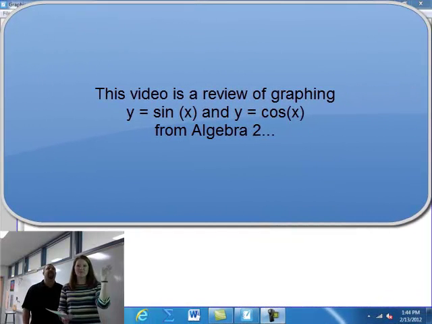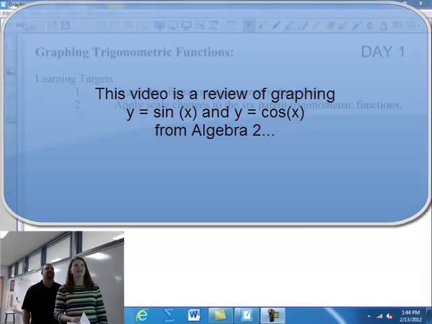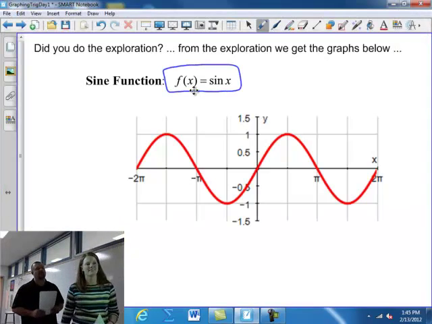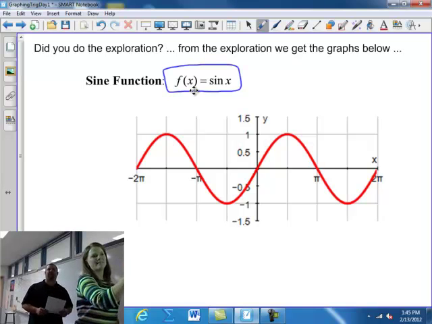Welcome back. Hi everybody. We're going to start with some graphing. We have a sine function that looks like this. We're going to pick 5 very important points out of this function.